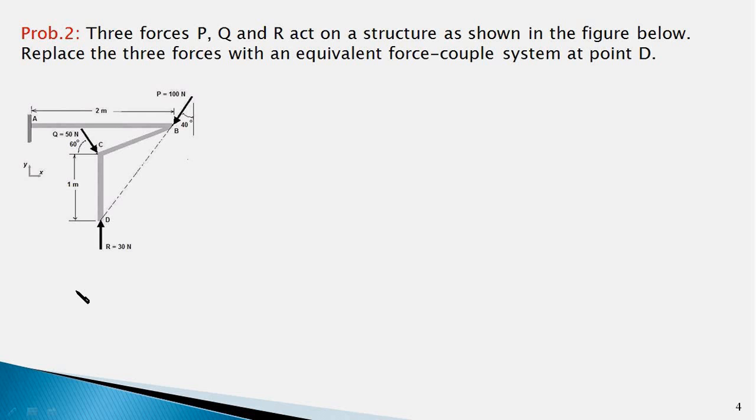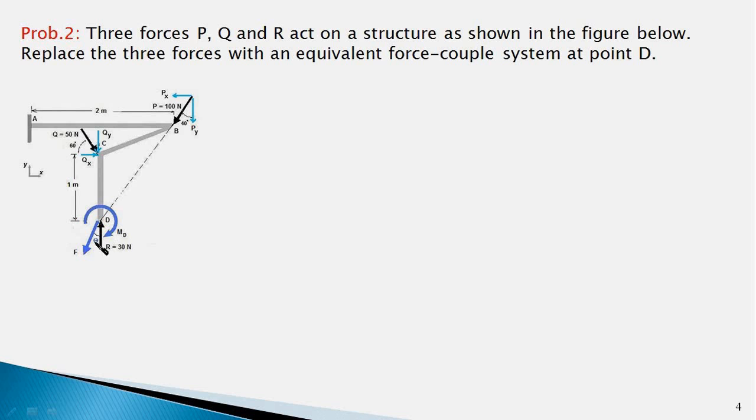In this problem, we have three forces P, Q, and R acting at three different points of the structure. They are in fact non-concurrent forces, and we are required to replace these three forces by a force-couple system acting at point D. So, what we are supposed to do is to find the magnitude and direction of this force F and the moment of this couple MD.